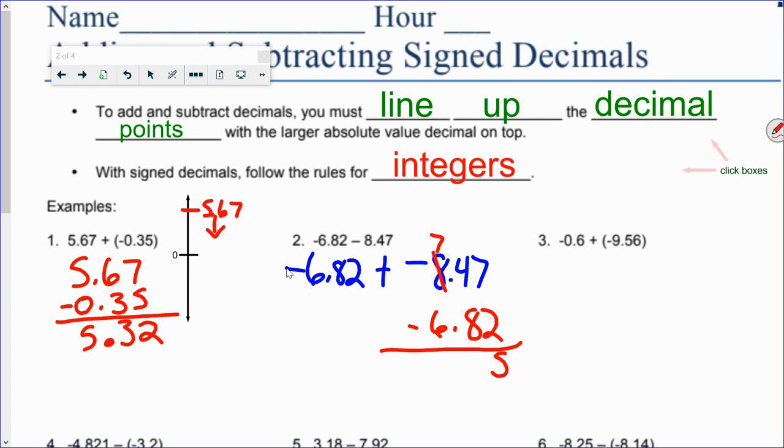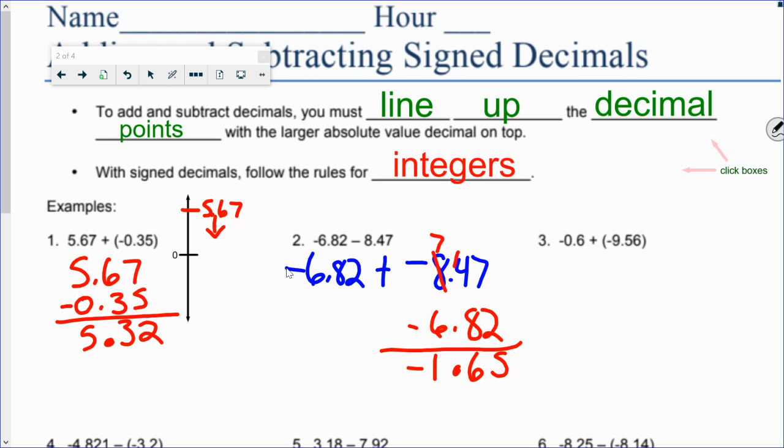Now you might have to regroup so that you can actually do it the way you want. Remember, line up those decimals. And then 7 minus 6 is 1. Now remember, this has to be a negative answer because I have two numbers that are decreasing. Right? We need to pause this.